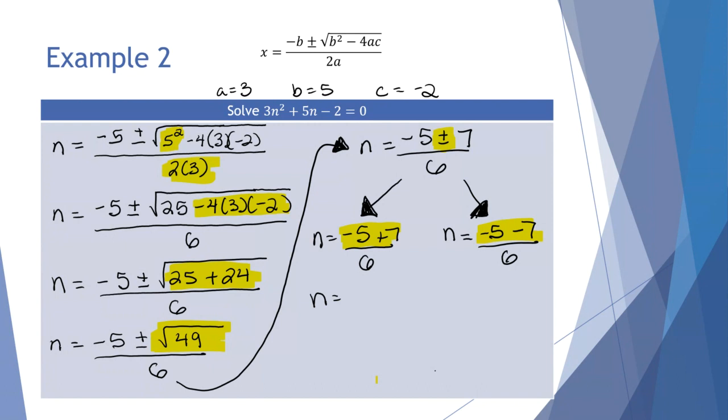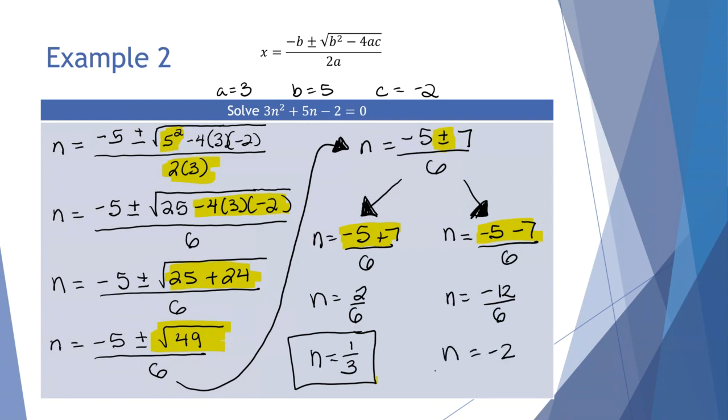So for the first equation there, negative 5 plus 7 is 2, so that's 2 over 6, which reduces to 1/3. So that's one of our answers. The second one here, negative 5 minus 7 is negative 12, so we have negative 12 over 6, which you can divide and get negative 2. So that's our second answer. So we have two answers, 1/3 and negative 2.